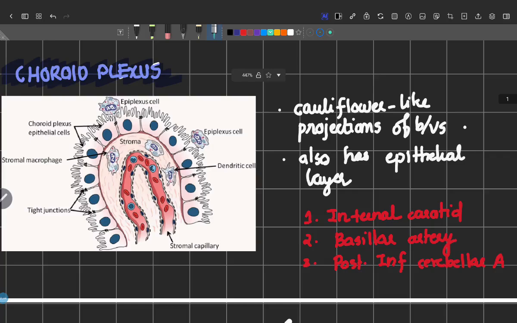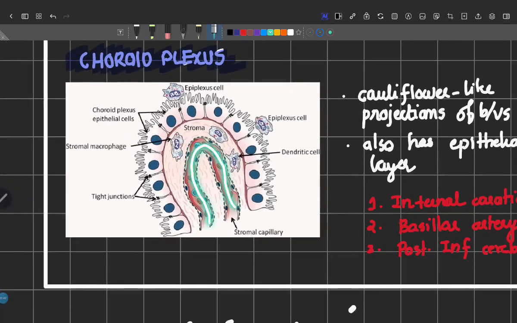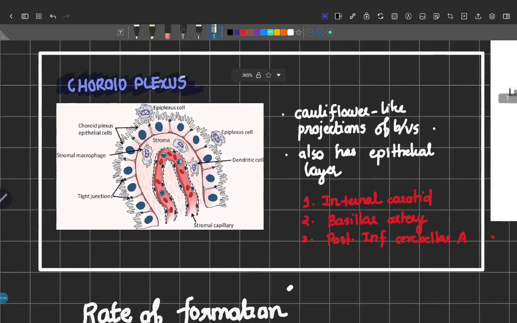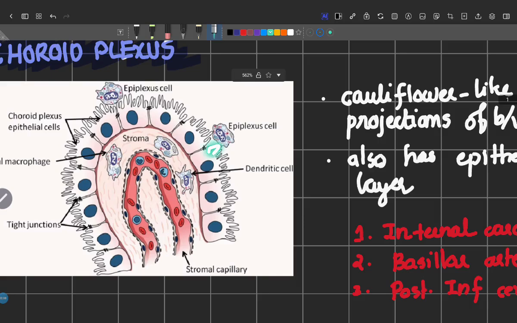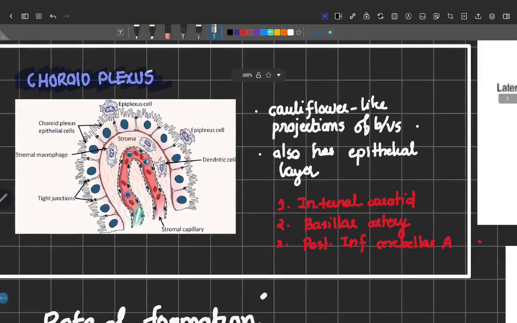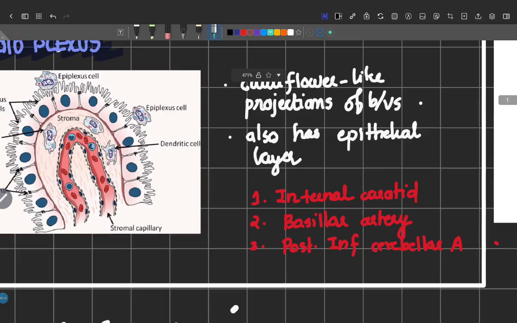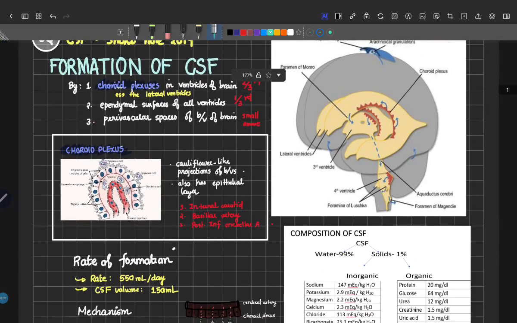Choroid plexus is basically, you can say, you have cerebral arteries here, which will form cauliflower-like projections, which also have a layer of epithelium with microvilli over it. The cerebral arteries which contribute to this are majorly the internal carotid artery, the basilar artery, and the posterior inferior cerebellar arteries. That's it about the formation of CSF.